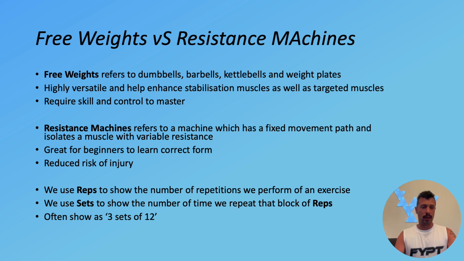Point of interest. You'll hear a lot of people talking about reps and sets. So when we talk about reps, that means repetitions. It's how many times you do the exercise. Number of sets is how many times you repeat that block of reps. So you might hear someone saying 3 sets of 12. That means they're going to do 1 set of 12 repetitions. They're going to rest. They're then going to repeat that. They're going to rest, and then they're going to repeat that for a final 3rd time. So that is what we mean when we say reps and sets.